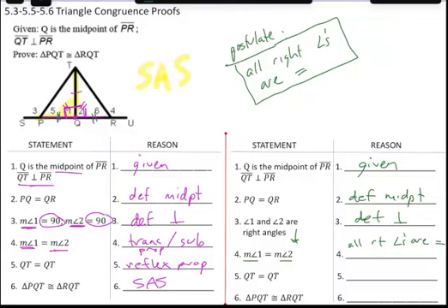And then everything else remains the same. Once you have that labeled, QT is equal to itself by reflexive property, and then you have the same pattern, two sides with the angle between, which gives you the justification SAS.